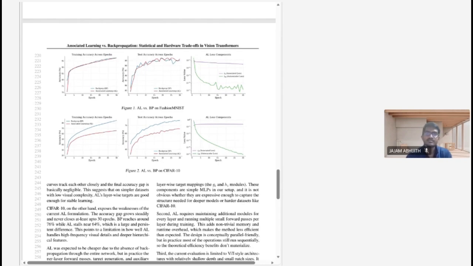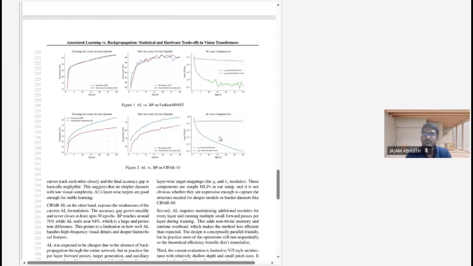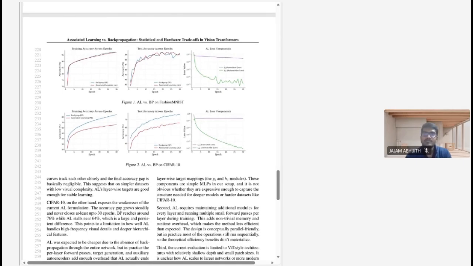Now let's talk about the hardware side of things, which is honestly a bit surprising. We originally expected AL to be cheaper computationally, at least, because it does not do backpropagation through the entire network, right? But in practice, that's not what we saw. For FashionMNIST, BP took about 1200 joules of energy per epoch, and each epoch took about 24 seconds on average to complete. AL, on the other hand, took about 1600 joules per epoch and 25 seconds per epoch. So AL is actually slightly more expensive.